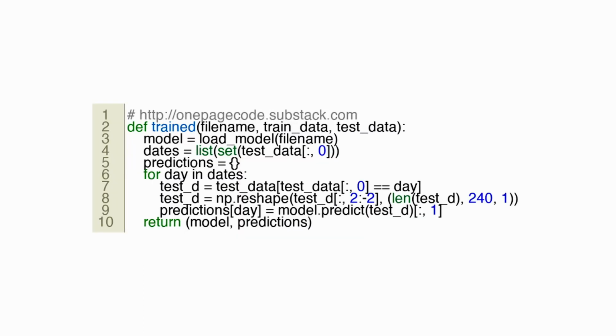This code is a function that takes in 3 parameters: file name, train data, and test data. It first loads a pre-trained model using the file name parameter. Next, it creates a list of unique dates from the test data and stores it in the variable dates. Then, it creates an empty dictionary called predictions. The code then iterates through each date in the dates list and filters the test data to only include data for that particular date. This filtered data is then reshaped and used to make predictions using the pre-trained model. The predictions for each date are stored in the predictions dictionary with the date as the key. Finally, the function returns both the pre-trained model and the predictions dictionary.